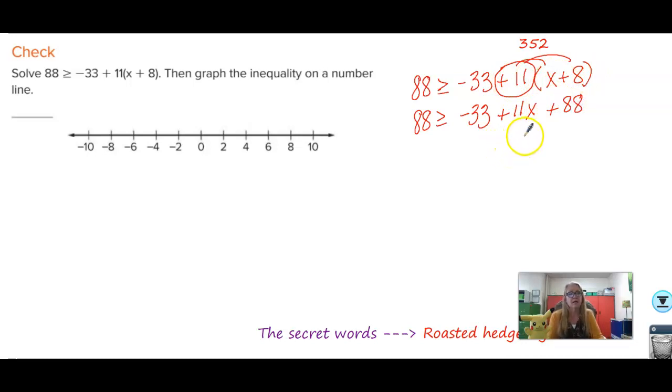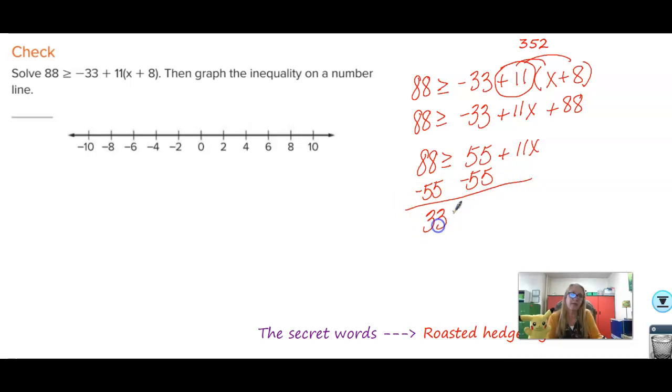Okay? So let's see, we can combine like terms on this side. This gives us 88 is greater than or equal to, if you take 33 away from 88, you get 55. So 55 plus 11x. To get x by itself, we would subtract 55 from both sides, and that gives me 33 is greater than or equal to 11x. Divide both sides by 11, and that gives me the answer 3 is greater than or equal to x.